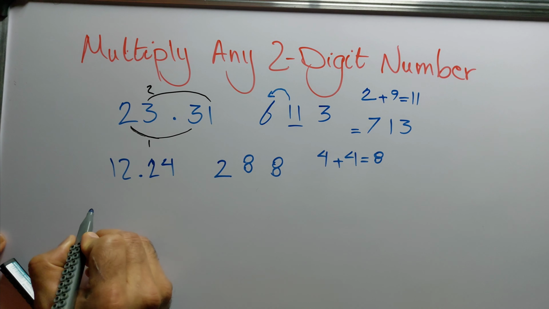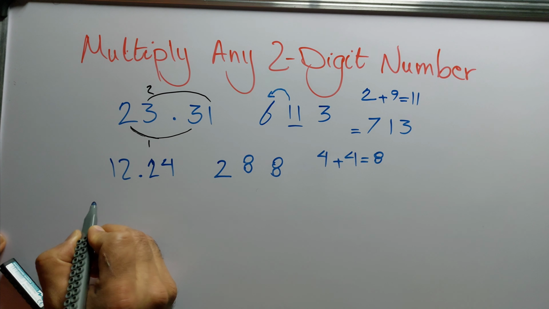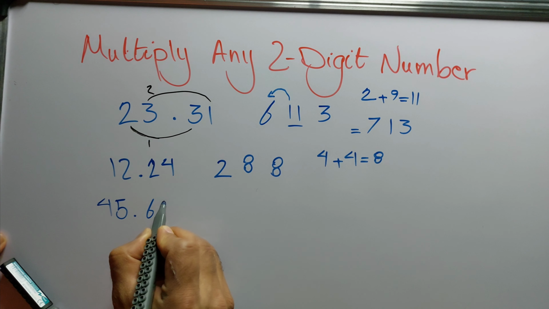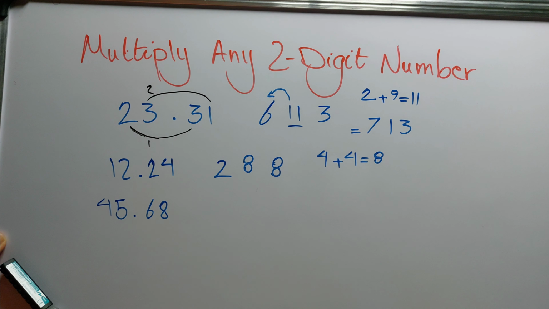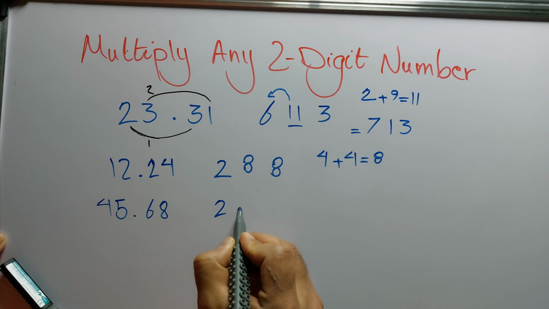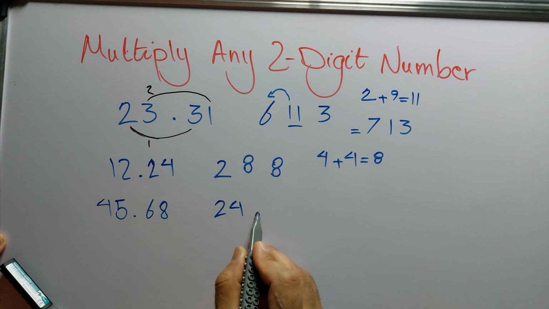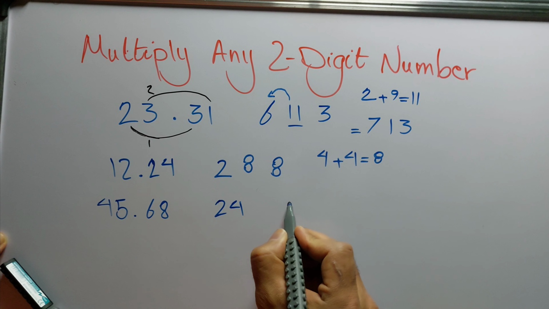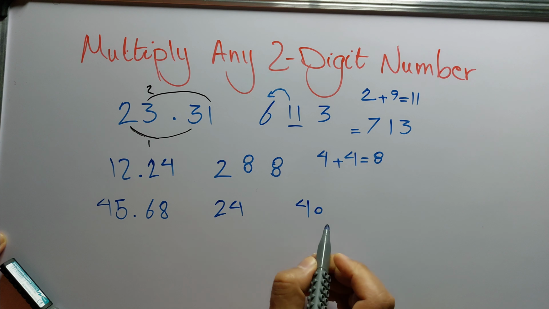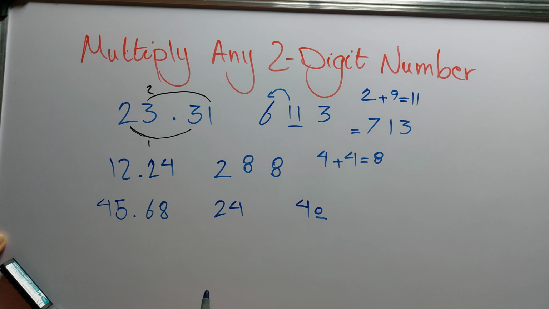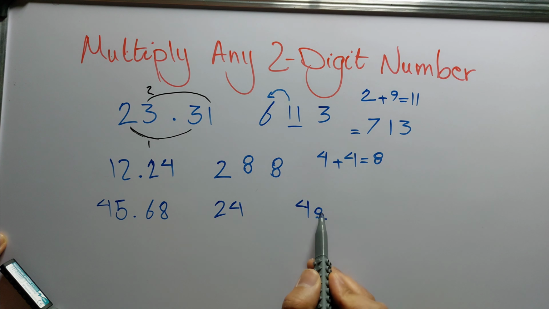Let's try another one. Let's go for bigger digits and bigger numbers. So 45 times 68. The first digits first, 4 times 6, 24. Leave some space here. And then the second digits, 5 times 8 is 40. But we just need the 0 here. So we add 4 to the middle step calculation. So let's say that we have a 0 here.